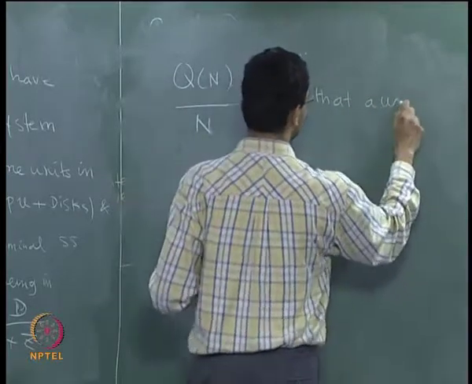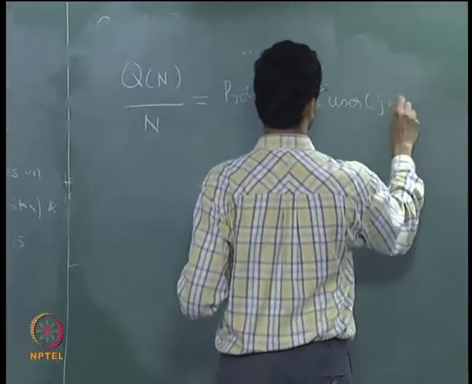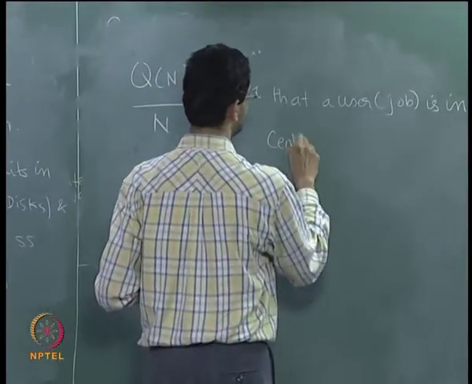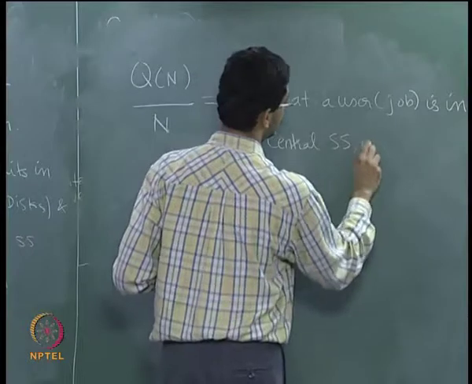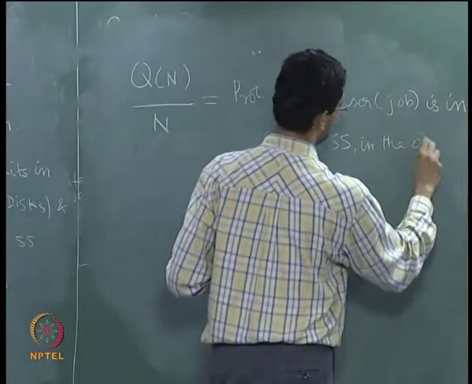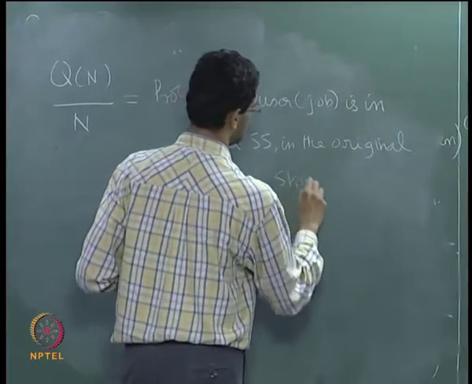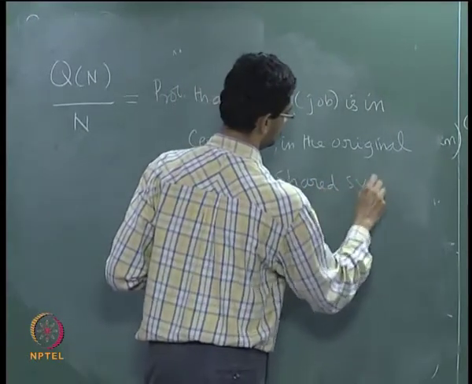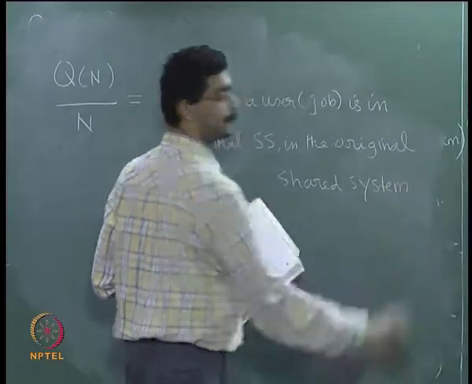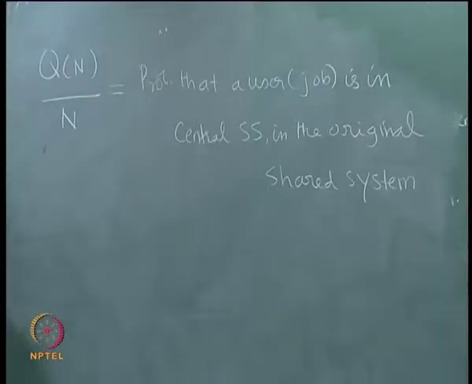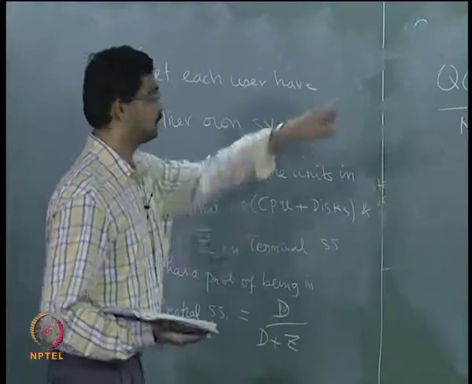So Q of n by n is the probability that a job is in the central subsystem in the original shared system. In the original system, Q of n by n is the probability that the given job will be in the central subsystem. So which will be more, this one or that one?